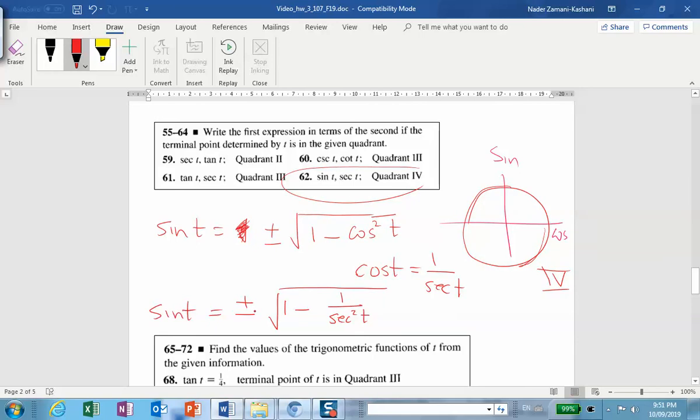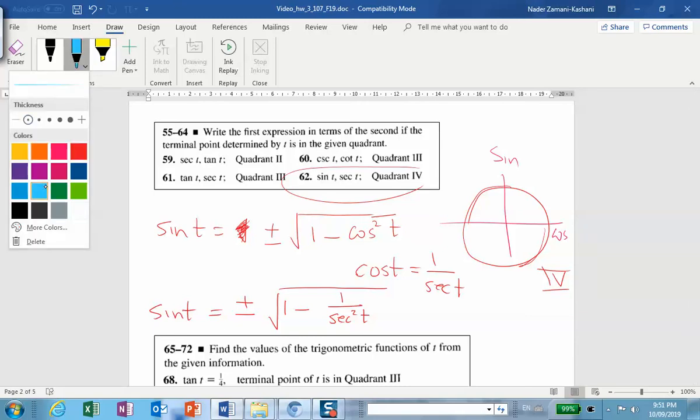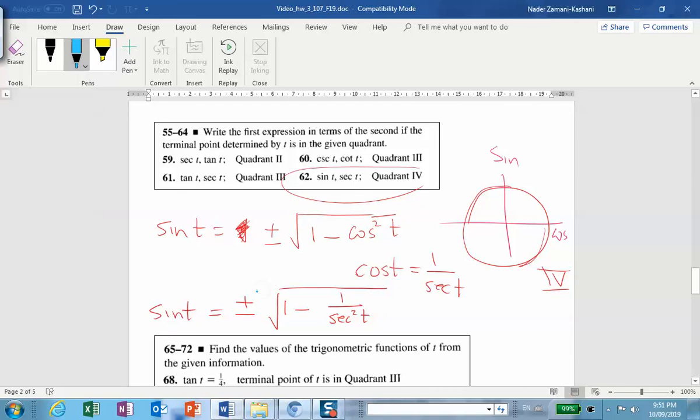The question is, what is the algebraic sign? Should it be plus or should it be minus? Where are we? We are in quadrant 4. In quadrant 4, sine is negative, so don't take the positive value. So the correct answer is sine of t equal to minus the square root of 1 minus 1 over secant squared t, because we're in quadrant 4.